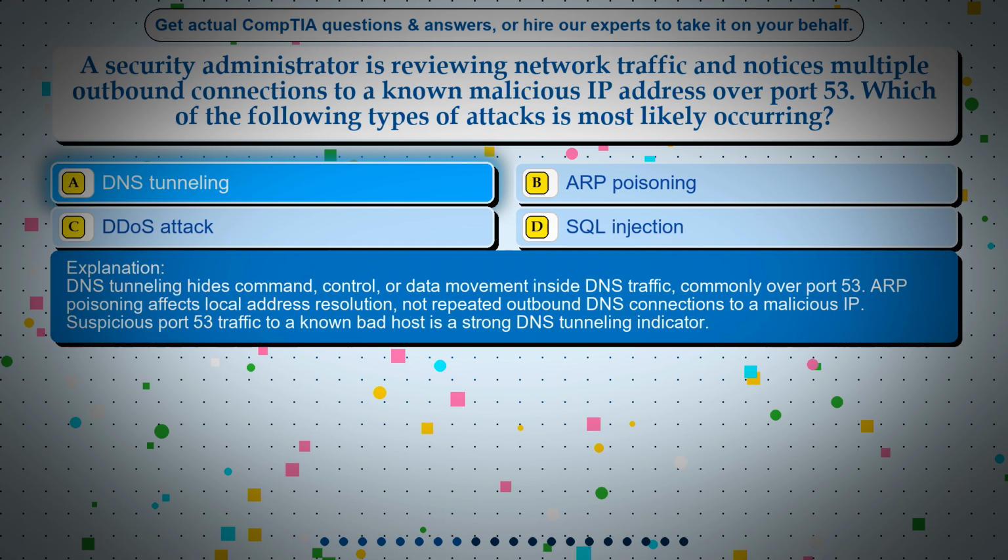DNS tunneling hides command, control, or data movement inside DNS traffic, commonly over port 53. ARP poisoning affects local address resolution, not repeated outbound DNS connections to a malicious IP. Suspicious port 53 traffic to a known bad host is a strong DNS tunneling indicator.